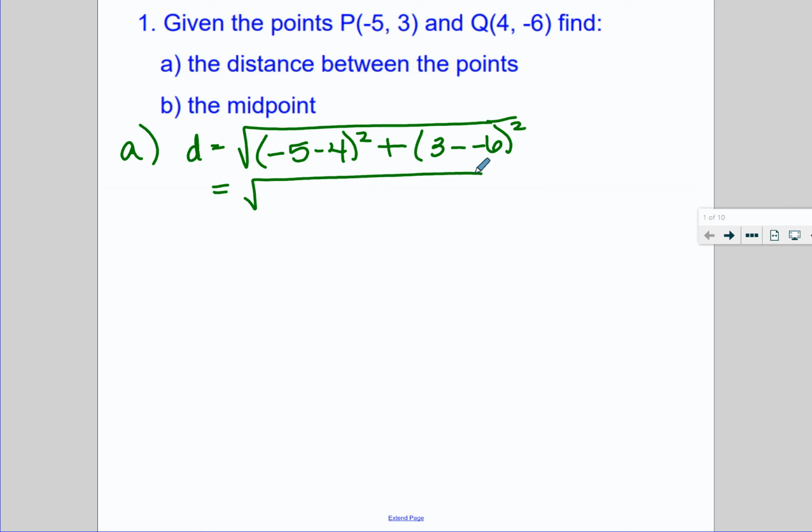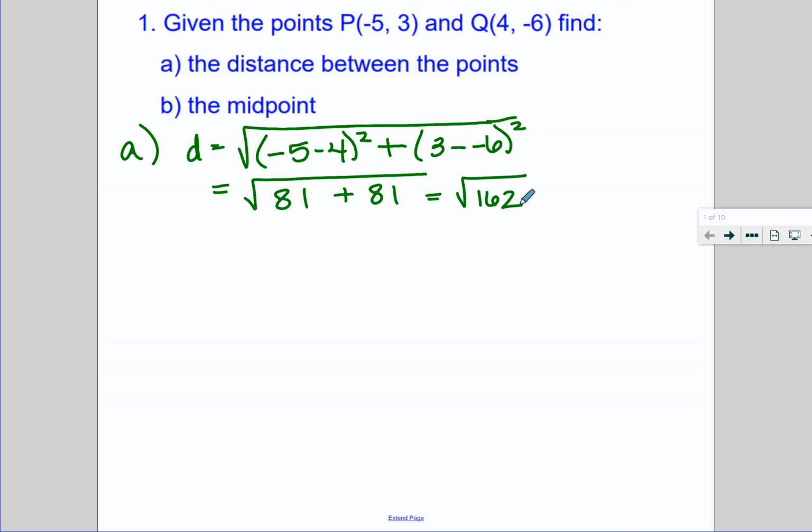So -5 minus 4, I can do that in my head. That's -9, square it, 81. 3 minus -6, also 9, squared, 81. Okay. Then we add them together. Rad 162. And then we reduce the radical if we can.